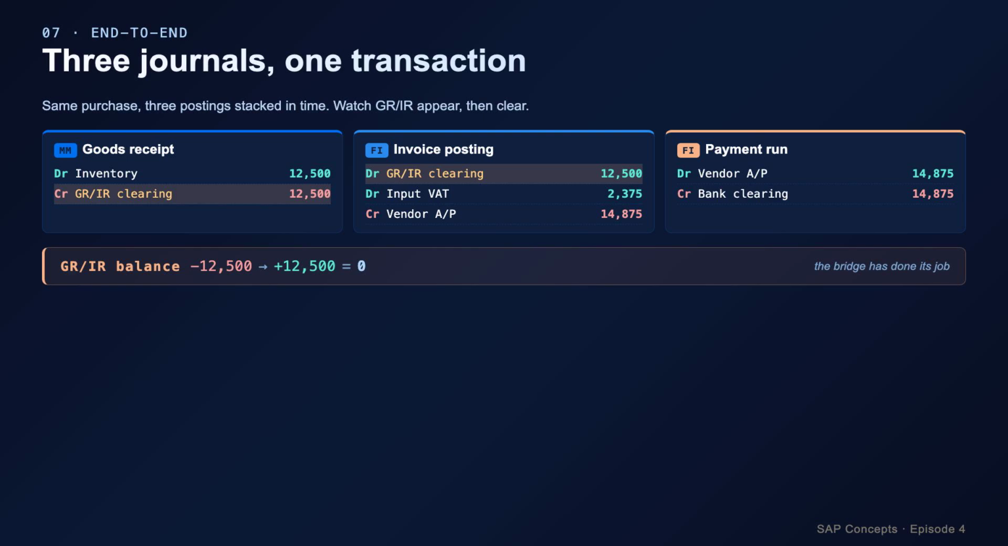Over the 3 documents, GRIR went from 0 to minus 12.5 to plus 12.5 and back to 0. The bridge has done its job. The purchase is complete, on the books, and off the supplier's clock.